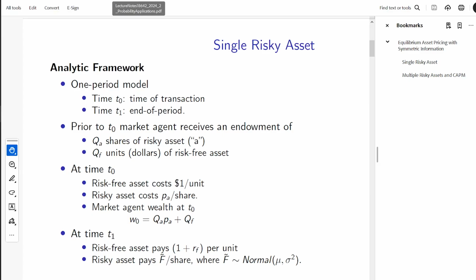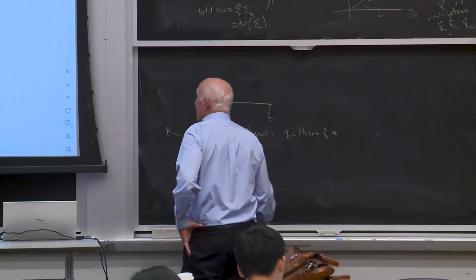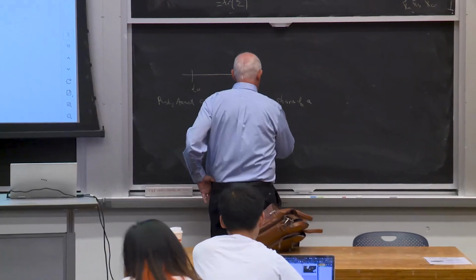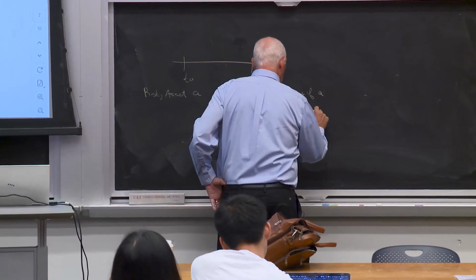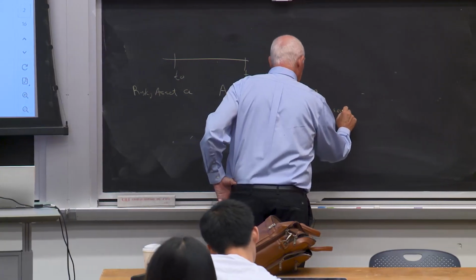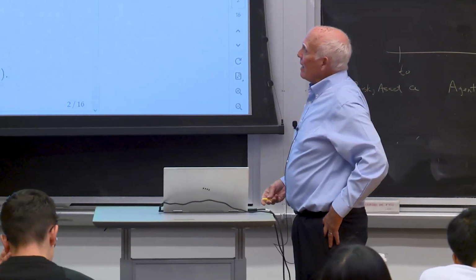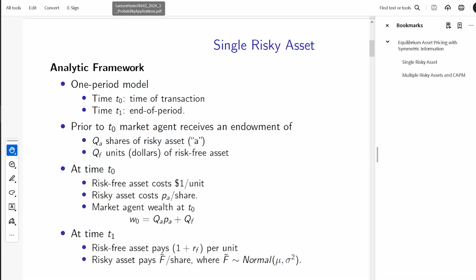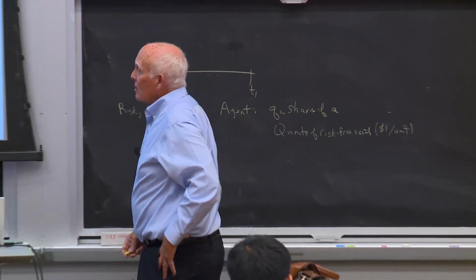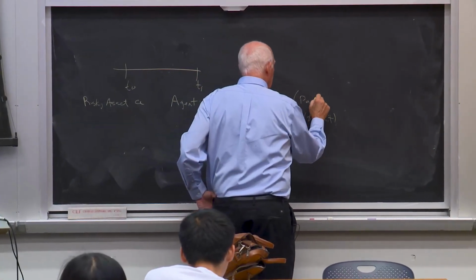And we'll consider a market agent having QA shares of the asset and just Q units of a risk-free asset. Now, the risk-free asset is like putting money in the bank and being confident that you'll get it back with interest. We'll assume that the risk-free asset costs $1, so $1 per unit. And the risky asset will be of price PA per share.